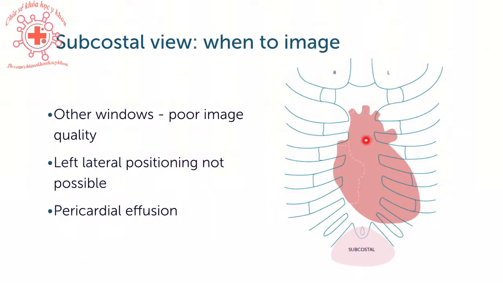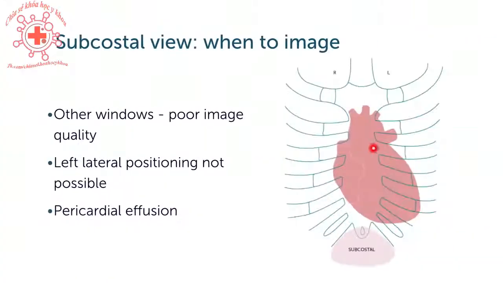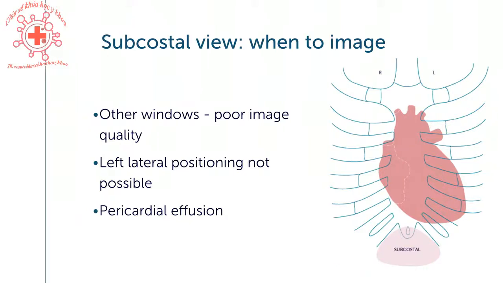Use it if you have poor image quality, or actually always use it, because you will be surprised. Very frequently you will get the best image quality from a subcostal window. I already mentioned that you should use it if patients cannot be positioned in the left lateral position, because you don't need that from a subcostal view. And in some pathology you will have to use it, especially pericardial effusion, because that's the view where you can best assess the size of a pericardial effusion.